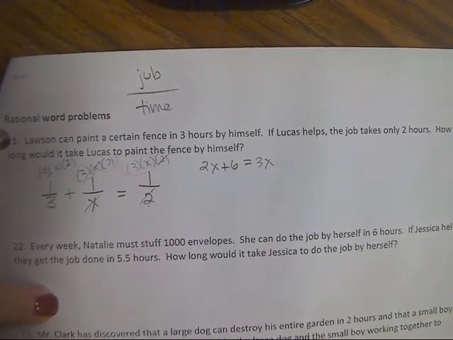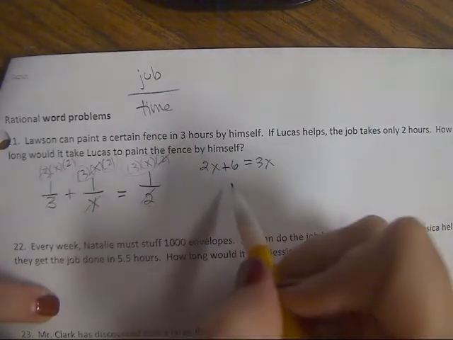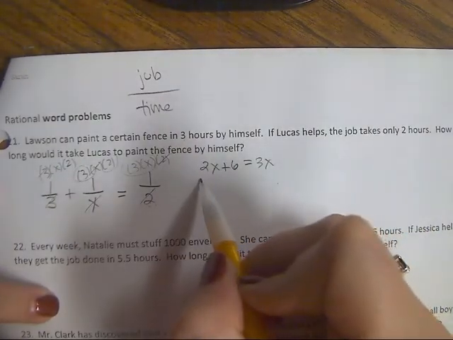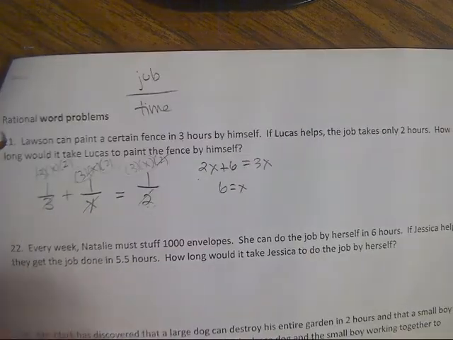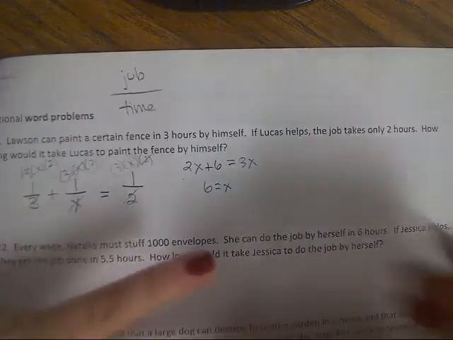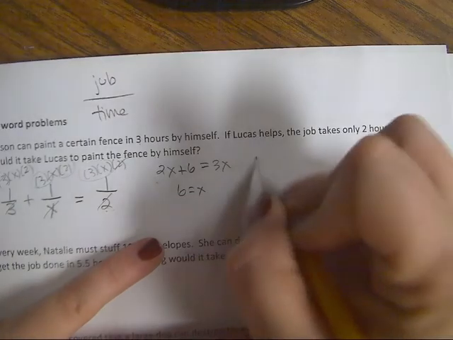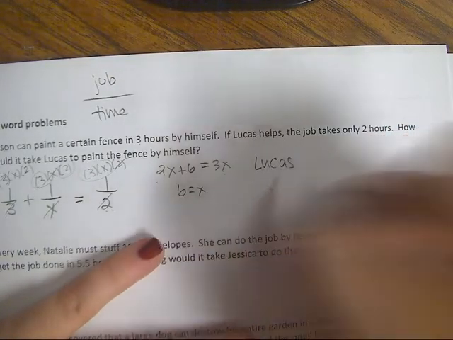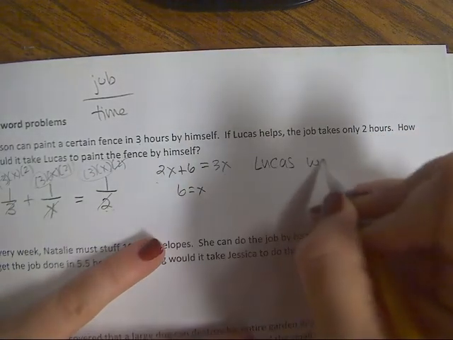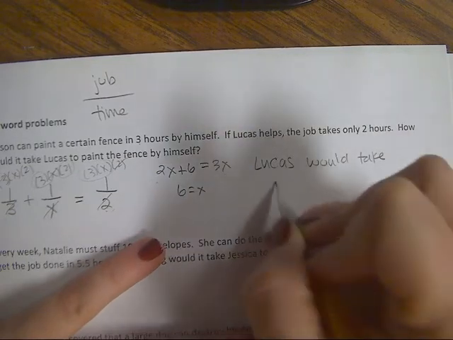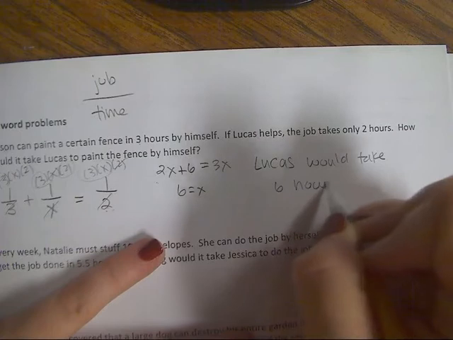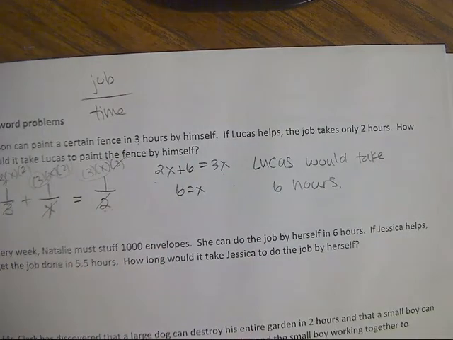All right, so now we're going to solve for x. All I have to do is just subtract 2 over, and I get 6 equals x. So what does that mean, 6 equals x? Well, it means that Lucas would take 6 hours to paint the fence. So if he did it alone, it would take him 6 hours.